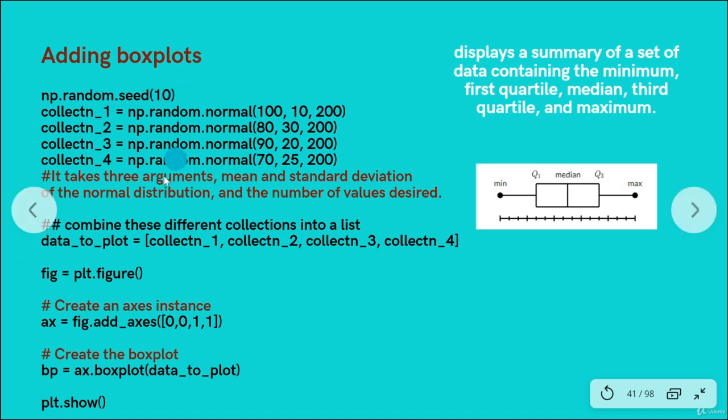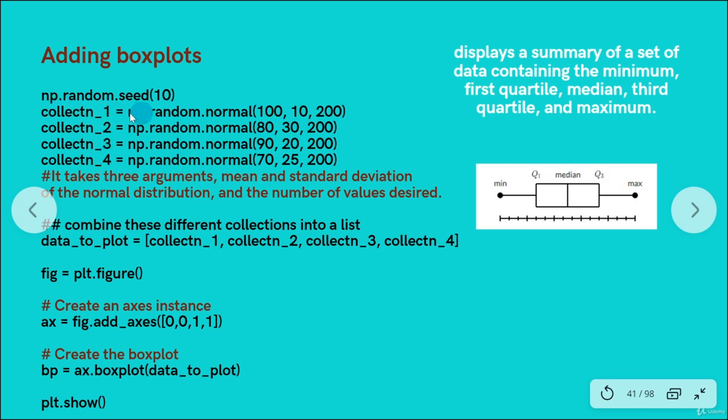So I will generate random data. I have generated four sets of data: collection 1, collection 2, collection 3, and collection 4. I have used the numpy code np.random.normal. If you see it, it is taking three arguments: the mean value, the standard deviation, and the number of values desired. So I want a total of 200 values, with a mean of 100 and a standard deviation of 10. This is what it is telling. Similarly for collection 2, collection 3, and collection 4.